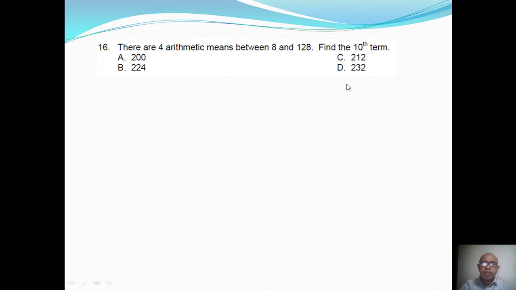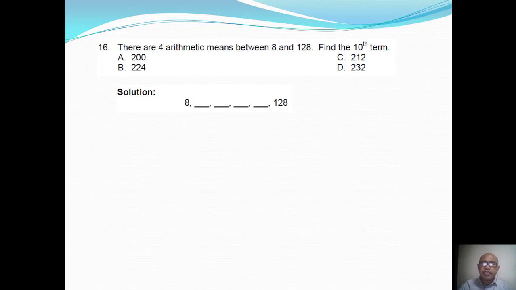So if we show the numbers, here the first term is 8, and the last term is 128. In between them, we have 4 arithmetic means. Meaning, there are 6 terms all in all, with the first term a sub 1 equal to 8 and a sub 6 equal to 128.